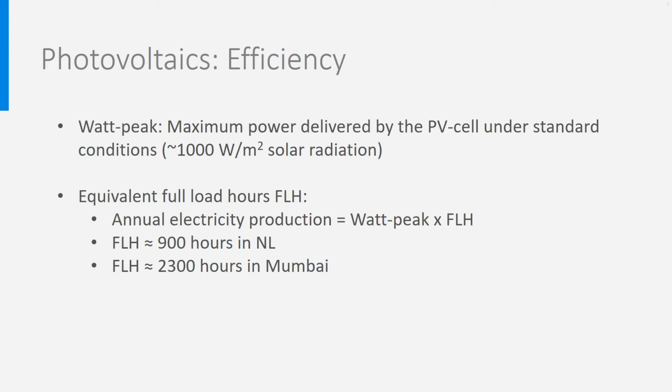Sometimes they are given by the producer, sometimes energy agencies or research institutes may have data. For example, as a rule of thumb, the number of full load hours in the Netherlands is around 900, while in Mumbai it is around 2300. If we take the example of 1 square meter of panel with a peak power of 160 watt peak, this leads to a production of 144 kilowatt hours in the Netherlands and 268 in Mumbai.